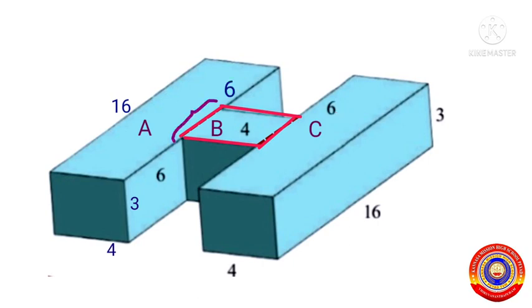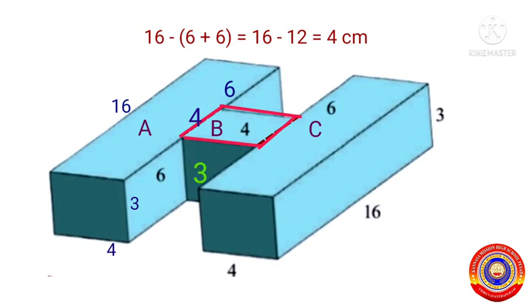For finding the breadth of block B, we have to subtract these two parts, each of length 6 centimeters, from the total measure of this block, 16 centimeters. That is 16 minus (6 plus 6), which is 16 minus 12, which is equal to 4 centimeters. And the height of this block is 3 centimeters. Now we have found the length, breadth and height of all the rectangular blocks in this figure. Now let's find its volume.